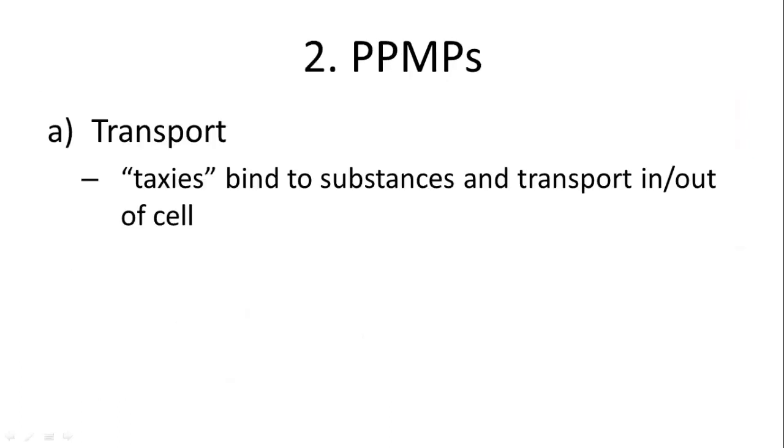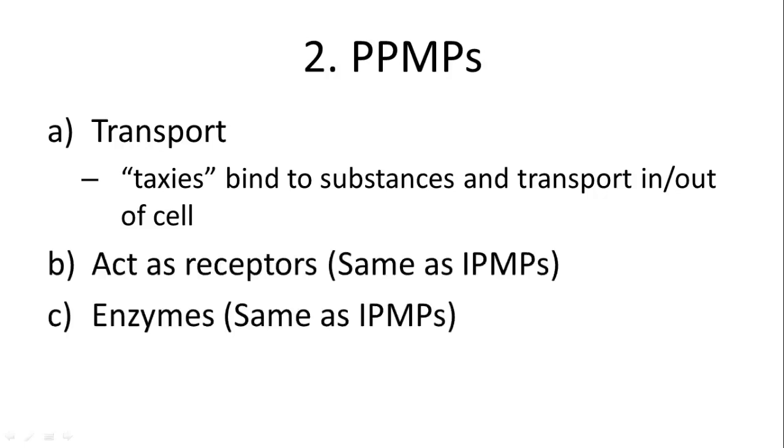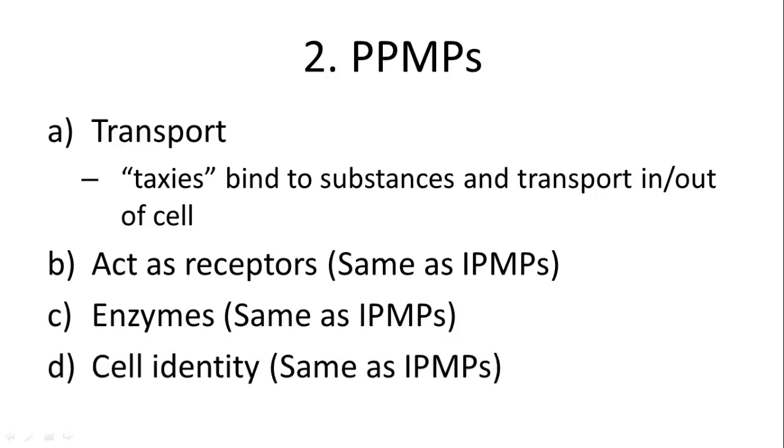All right, peripheral membrane proteins also can be for transport. They can kind of taxi through the cell. They can act as receptors. They can act as enzymes. They can be important for cell identity. And again, kind of the biggest difference is that they can't quite be a channel because they can't pass all the way across, and so they have a different mode for moving things in and out. But otherwise, their functions are very similar.